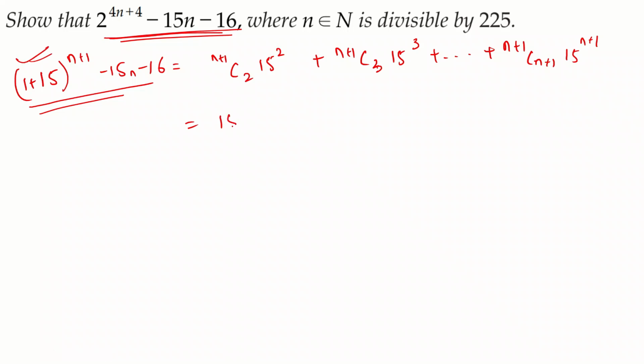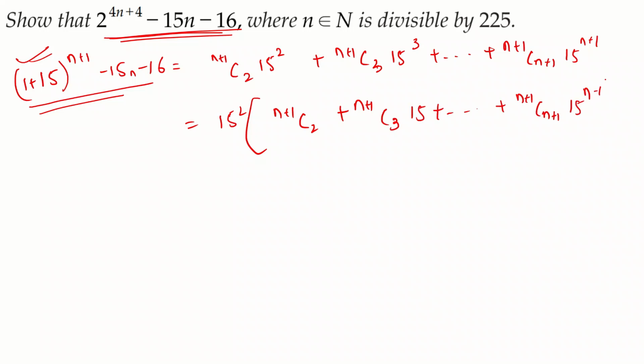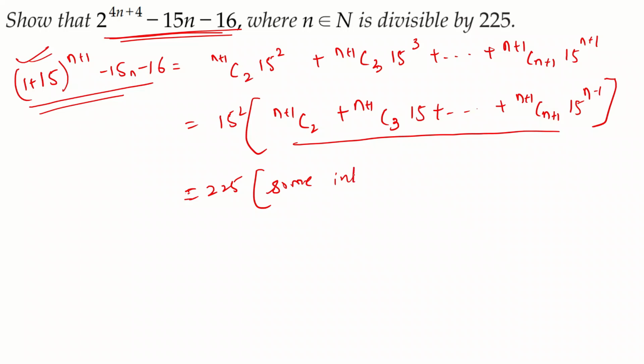So we can write it down as 15 square common, n plus 1 c2 plus n plus 1 c3 into 15 all the way up to n plus 1 c n plus 1 15 to the power of n minus 1. This is exactly in the same way as in the previous question, nothing new in this. So 15 square is actually 225, and this is some integer. So we have now proved that this thing is actually a multiple of 225, and we are done.